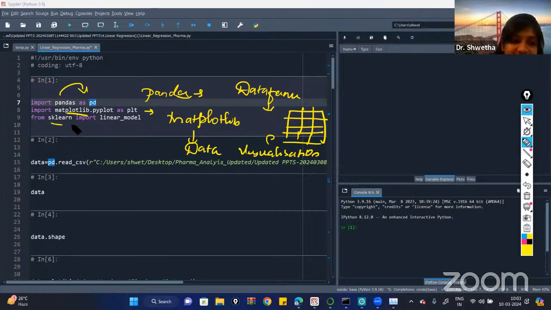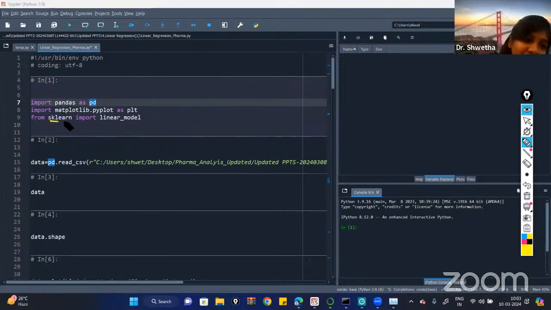Then there is sklearn. This is mainly used to build all the machine learning algorithms. From sklearn, you are importing linear_model.